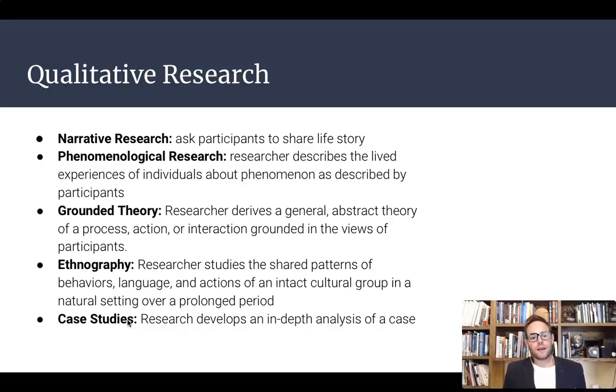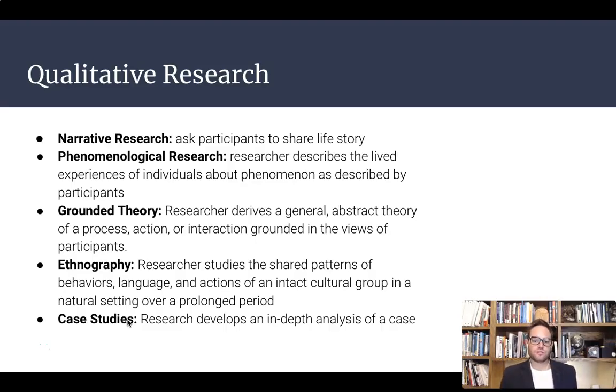approach. And then we have ethnographies, and this is where a researcher studies the shared patterns of behaviors, languages, and actions of an intact cultural group in a natural setting over a prolonged period. Essentially, this is, as a researcher, embedding yourself into the cultural experience and observing, interviewing, doing field work, taking detailed notes, living among the people for a very long time to understand the whole culture of the phenomena. And then, of course, we have case studies.